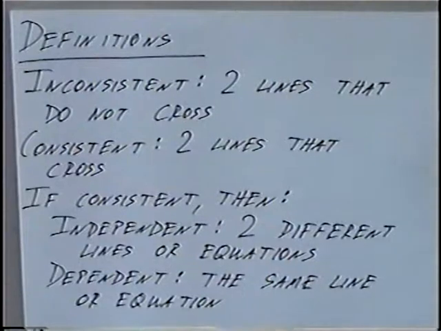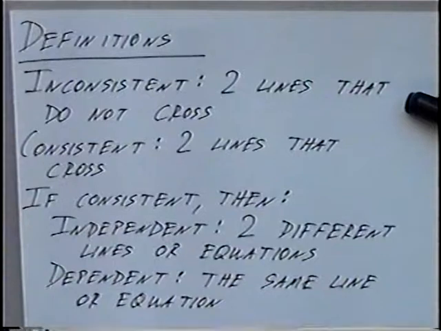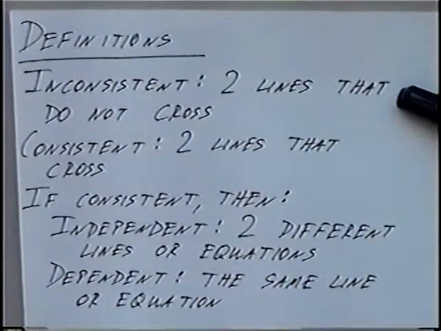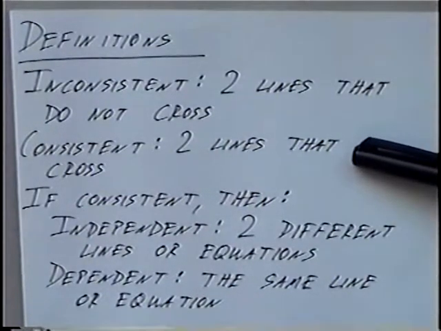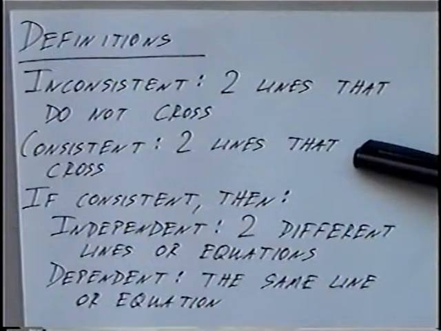First definition, inconsistent. Inconsistent is two lines that do not cross. Inconsistent is basically parallel lines. Consistent is two lines that cross. So consistent would be any two lines that are not parallel.